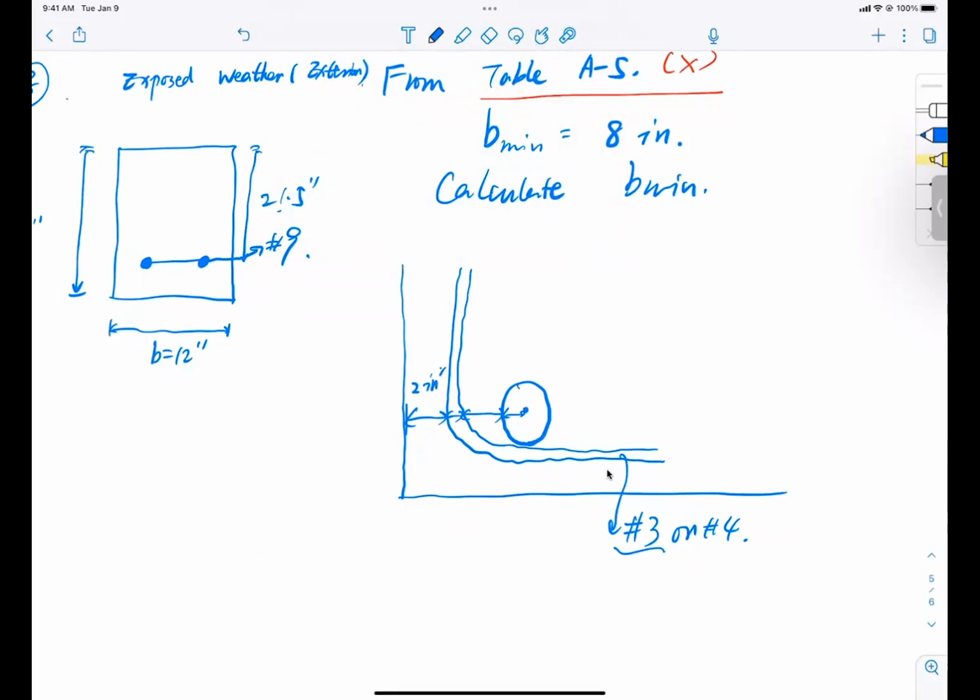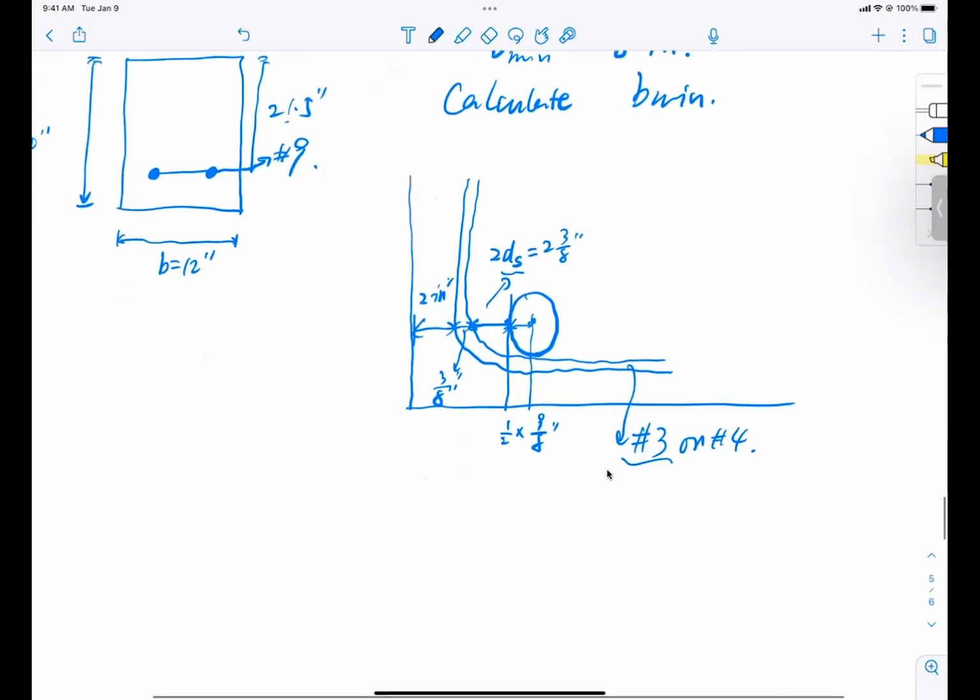And number 3 bar, what is the diameter of a number 3 bar, folks? 3/8. And I need a gap between the edge of the stirrup to the side of the bar. What is this right here? 2 ds. What is ds? 3/8. This ds is not depth, it is the diameter of the stirrup. So this is 2 times 3/8. And I have half of the bar size, number 9 bar here, so half of 9/8 inch.